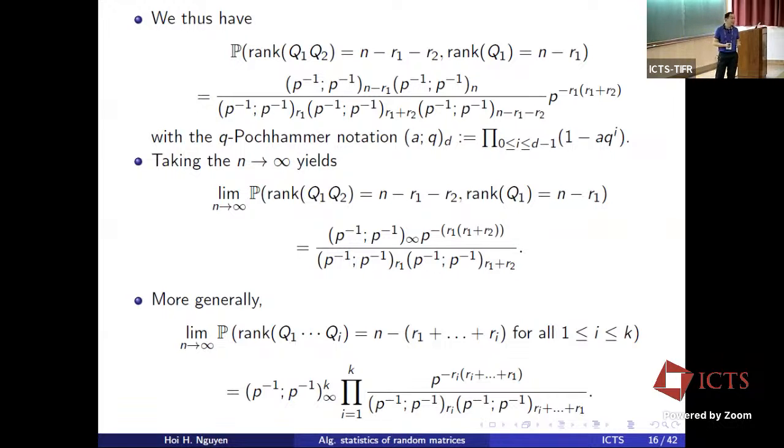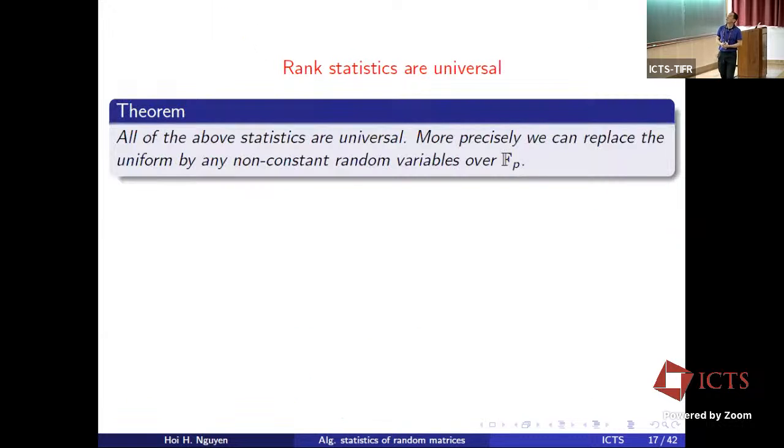Right, so the rank statistics of products is different, and we cannot use the classical rows or columns exposure process, but we have to use invariants. One of the first main results that we did is that all of these statistics are universal, in the sense that instead of uniform, you can replace it by any non-deterministic distribution. You can do 0, 1, you can do weighted 0, 1s, and all such, as long as it is random. So this is universal.